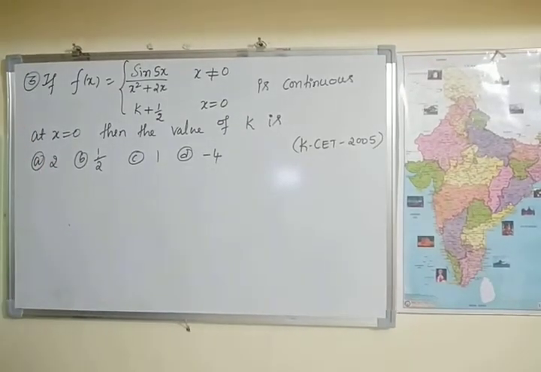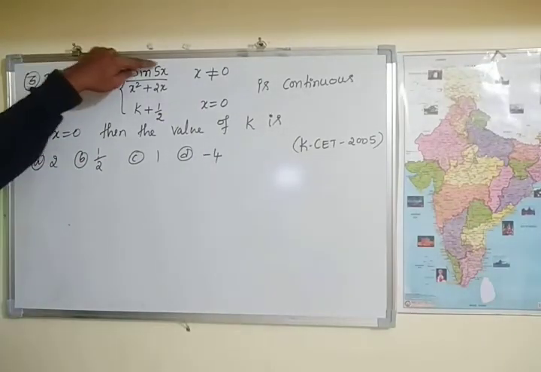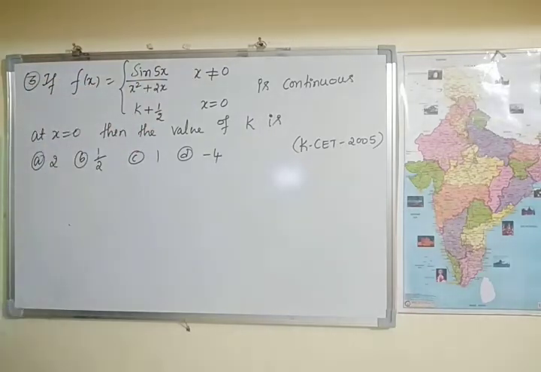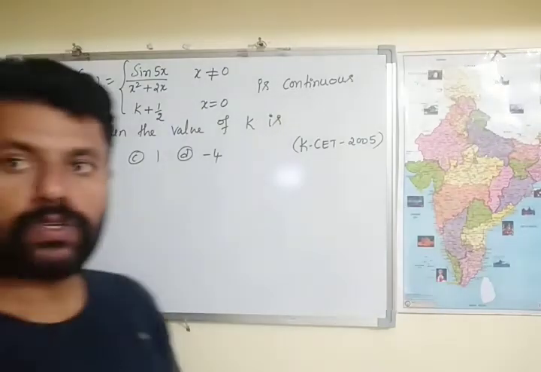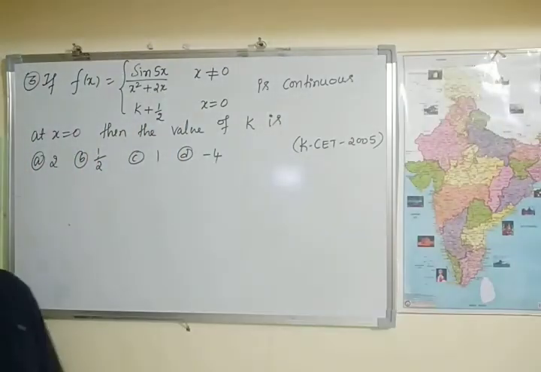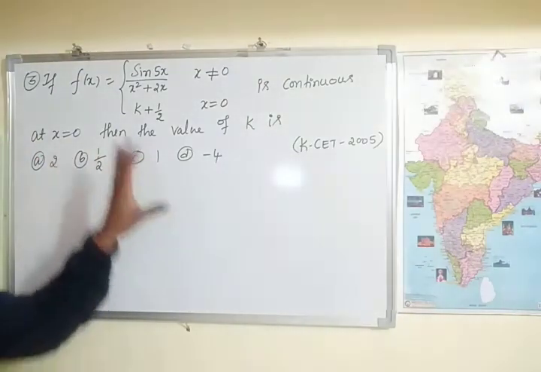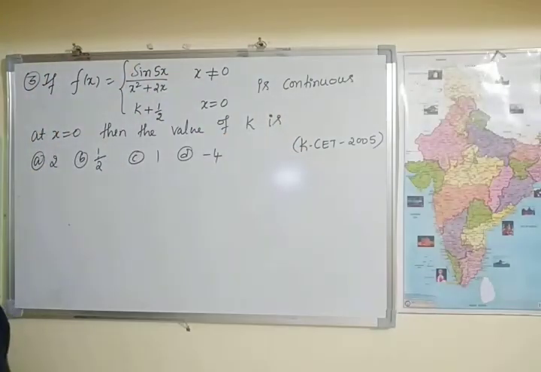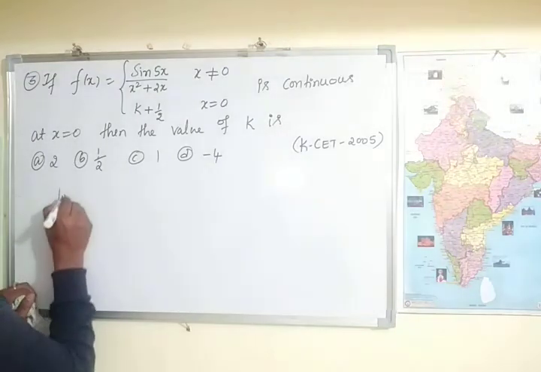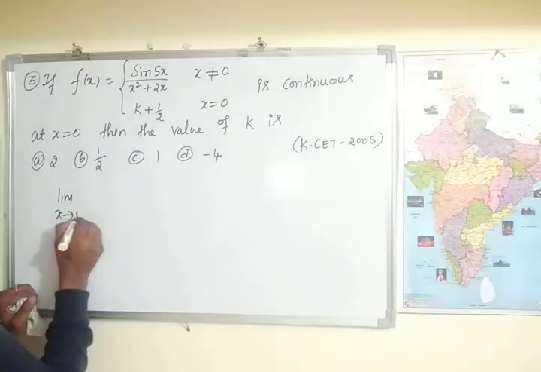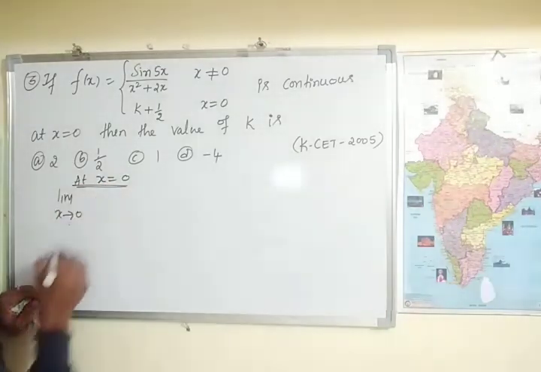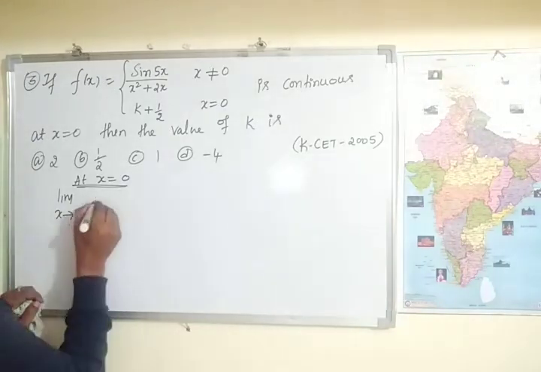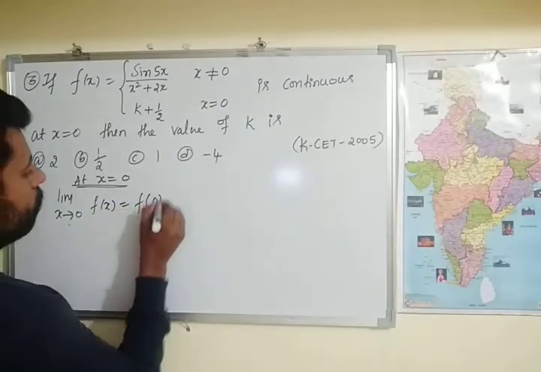So to solve this continuity problem, here we have f of x is equal to sin 5x divided by x square plus 2x for x not equal to 0, and k plus 1 by 2 at x equal to 0, and it is continuous at x equal to 0. Then the value of k is? Function is continuous means we use the definition: at x equal to 0, limit x approaches 0 of f of x is equal to f of 0.